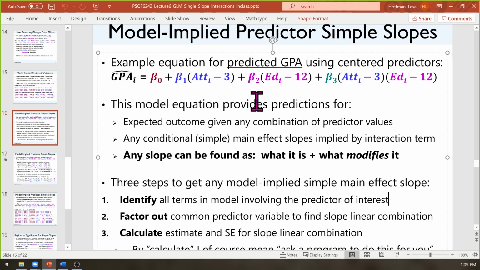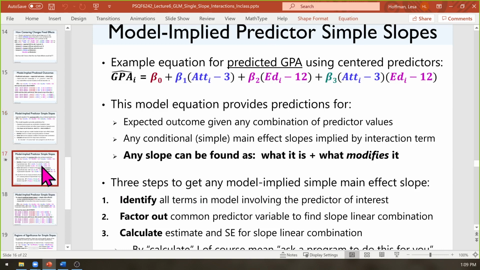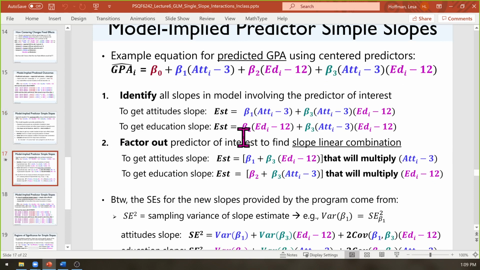So there's 3 steps to figuring this out. First is to identify all of the terms in the model that have the variable for which you want the slope. Then factor out that common variable, and the result that is left provides the ingredients for how you would write an estimate or Lincom statement to get the simple slope as a function of the moderator variable. So we started practicing with this.